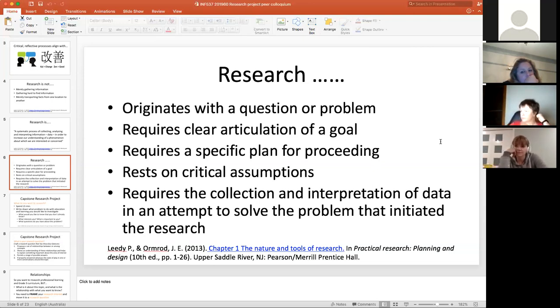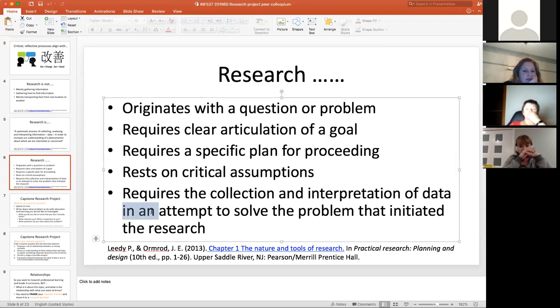All right, so if you haven't collected data and if you haven't interpreted it, then it likely is not research. It's likely not research that's going to address the criteria for this assessment. And you'll notice the words in an attempt to solve the problem. All right? You may not solve the problem. You identify a problem, you may not find a solution.